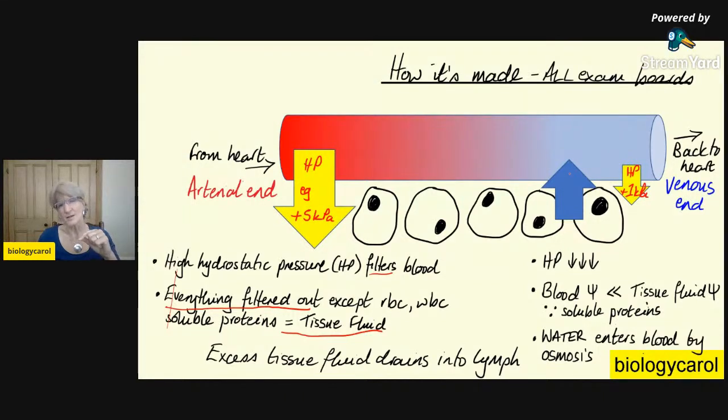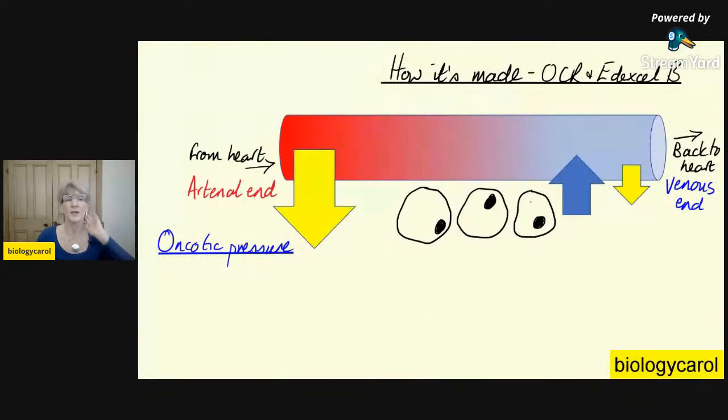And notice that oncotic pressure is a pulling pressure, therefore it is a numerically negative pressure. This might be, for example, -3 kilopascals. So here we go. Oncotic pressure.